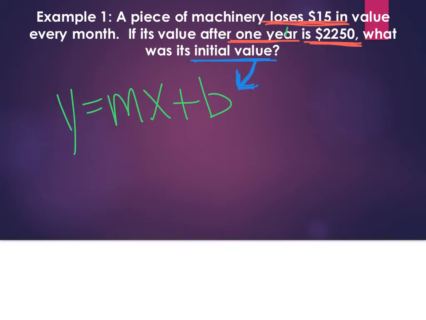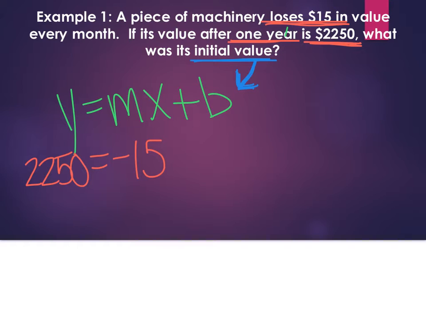These other numbers are going to be y and m and x, and we're going to use them to find b. If it's losing $15 every month, that's the motion, the movement that's happening within the problem, and that's actually our slope. We're losing $15 every single month. If its value after 1 year is $2,250, so this is where things get a little confusing. This is talking about money, which means our final answer is also going to be money. So this is our $2,250.